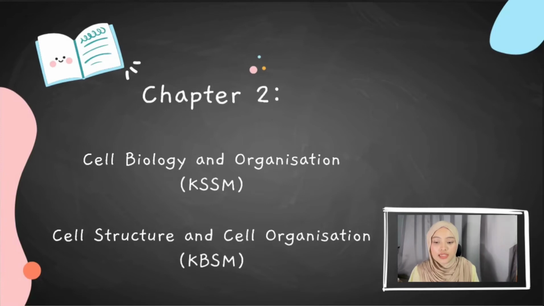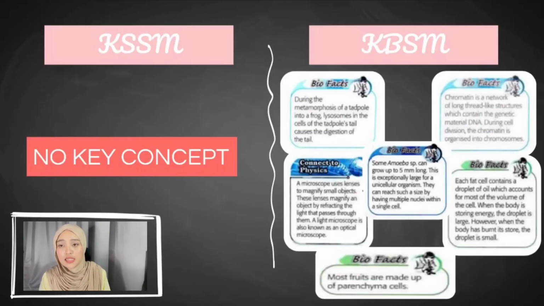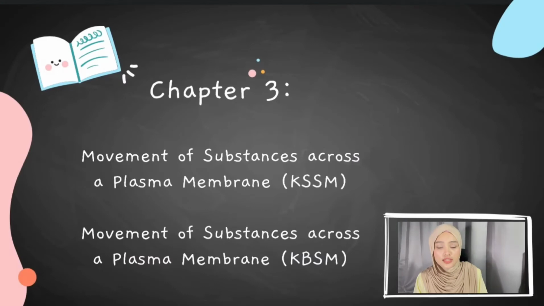The main topic for KSSM textbook is Cell Biology and Organization. And as for KBSM textbook, its main topic is Cell Structure and Cell Organization. Now, I will explain the difference of key concept for Chapter 2 in KSSM textbook and KBSM textbook. As for KSSM textbook, there is no key concept. Meanwhile, in KBSM textbook, it has 6 key concepts. 5 of them are Biofacts, meanwhile 1 of them connects to physics. Now, let's move to Chapter 3.